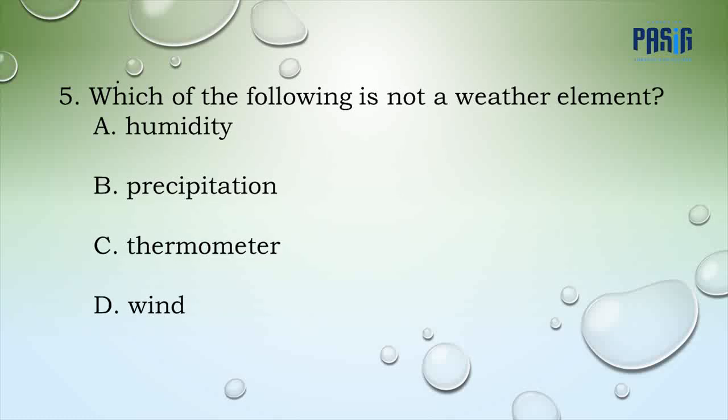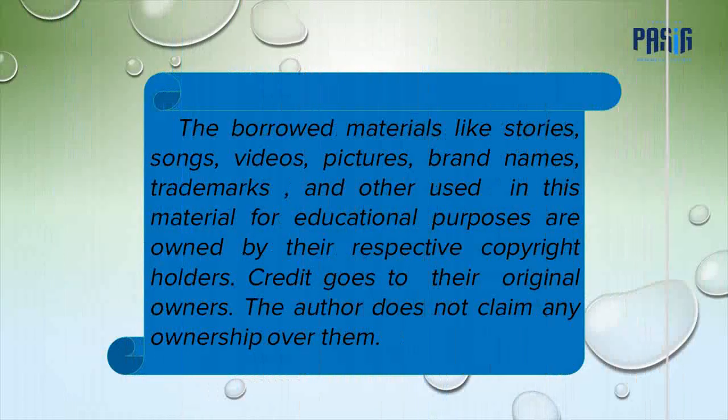Number 5. Which of the following is not a weather element? A. Humidity. B. Precipitation. C. Thermometer. D. Wind. And the answer is letter C. Thermometer.